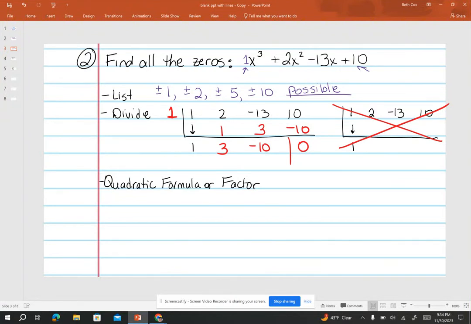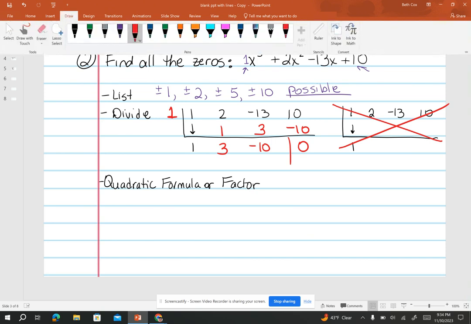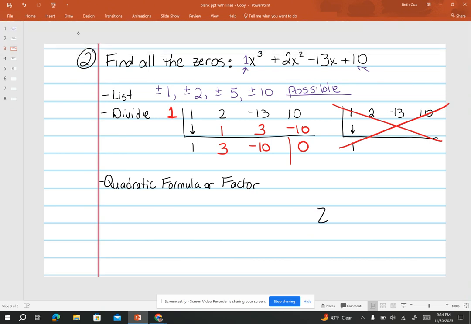Alright, so that's the next thing. I just took the first number and guessed, and I guessed right. So that is one of the zeros. That is one of my zeros. So start my answers.